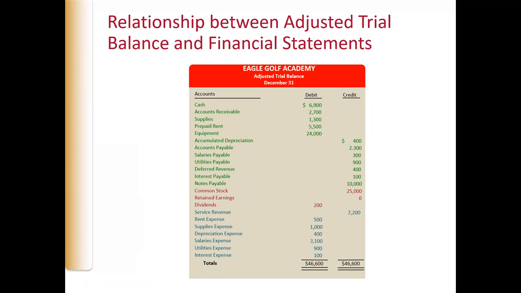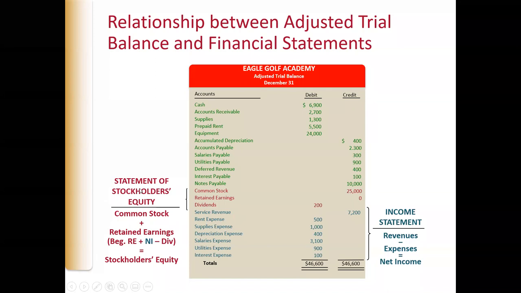So here is Eagle Golf's Academy adjusted trial balance. This adjusted trial balance gives us the updated figures of all of the accounts. Down here, where it begins with revenues through expenses, these we call temporary accounts that will close out at the end of the period. That is what we use to produce our income statement. The statement of stockholders' equity is then taken from our common stock, our retained earnings, and our dividends here, along with what we gathered from our net income, from our income statement.